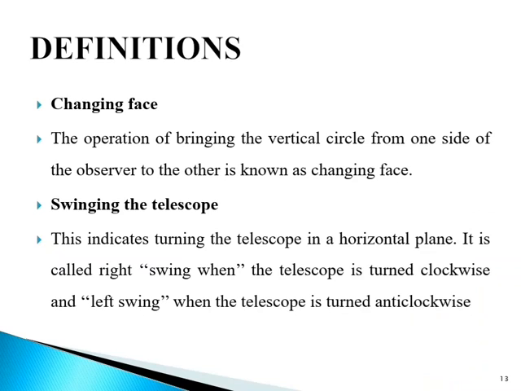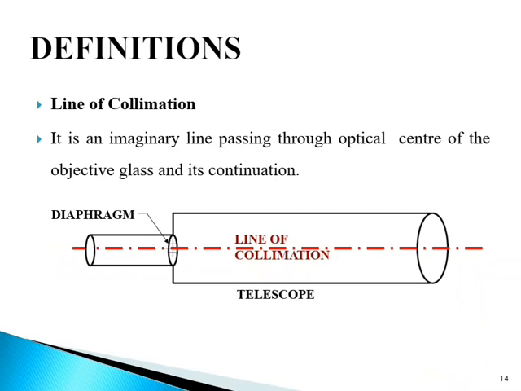Next is swinging the telescope. This indicates turning the telescope in a horizontal plane. It is called a right swing when the telescope is turned clockwise and a left swing when the telescope is turned anticlockwise.